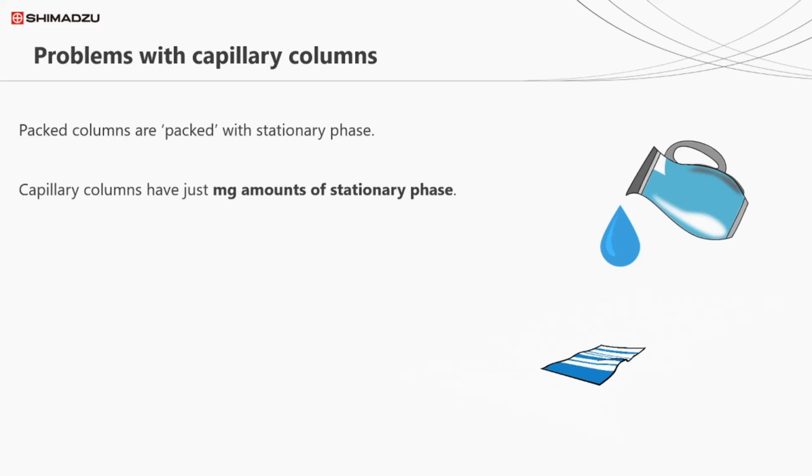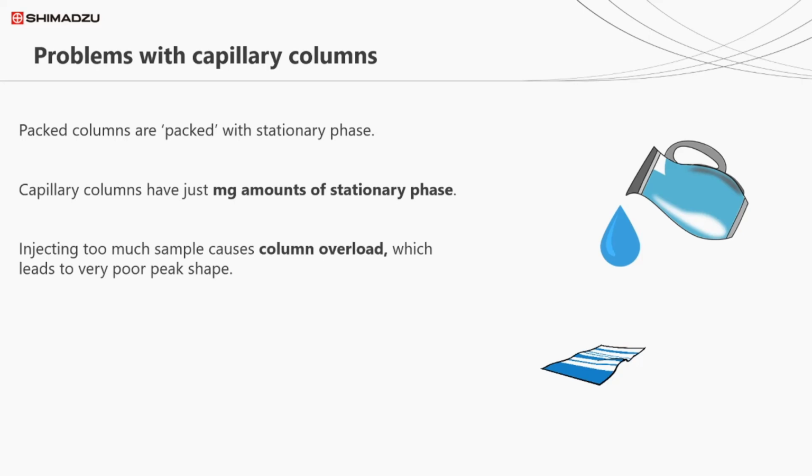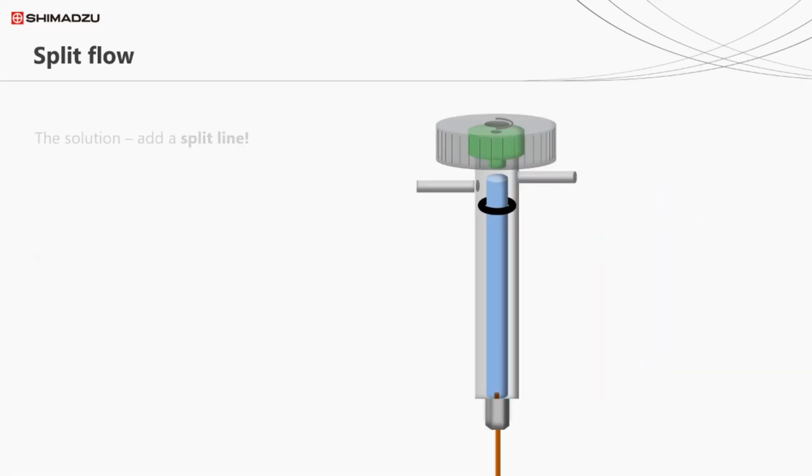The very same thing happens if we try loading our column with too much sample. The stationary phase saturates and our sample just keeps going. This again leads to very poor peak shape. The lesson here is that capillary columns simply cannot handle the same amount of sample as their packed column predecessors. So then, it's starting to sound like capillary columns are more trouble than they're worth. Fortunately, there's a solution for both these issues.